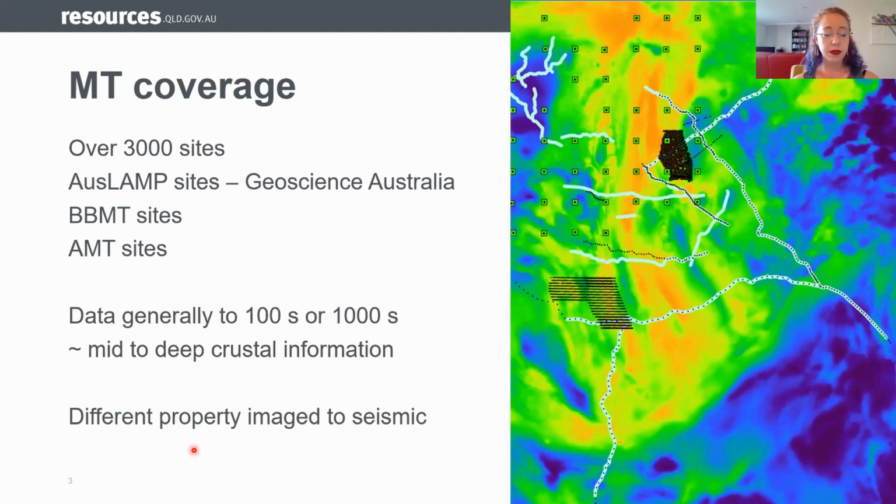And I think critically, one of the reasons that we keep doing these MT surveys along the deep crustal seismic lines is that the electrical properties and the acoustic properties of rocks are quite independent. So it gives us two lenses to look at the same rock through, and we generate a better understanding of what might be going on.